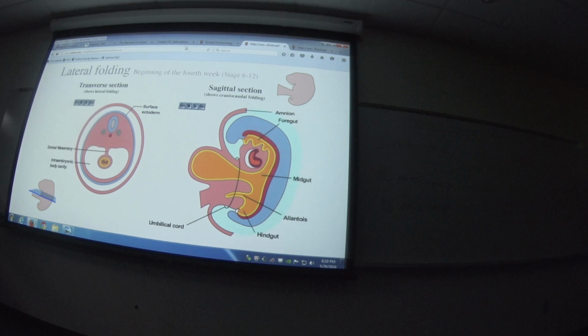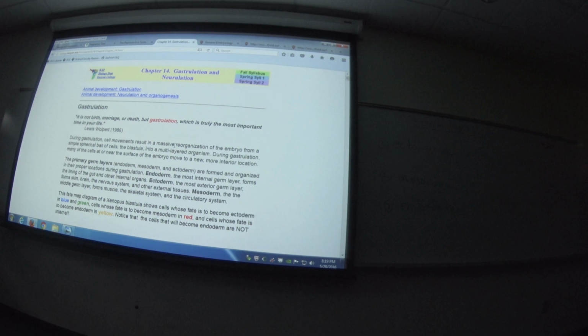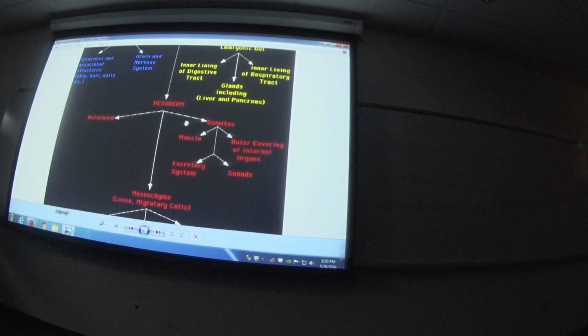So, by the way, there's a very famous quote, I don't know if you know this one, by a guy named Louis Wolpert. Gastrulation is the most important time of your life. Because if you don't have the right layers, you don't get the right you. Right? So this folding origami is kind of important. But that's the idea that we're doing here. So by doing that gastrulation, we're then forming the right things at the right place.